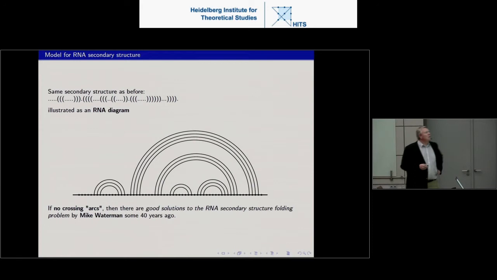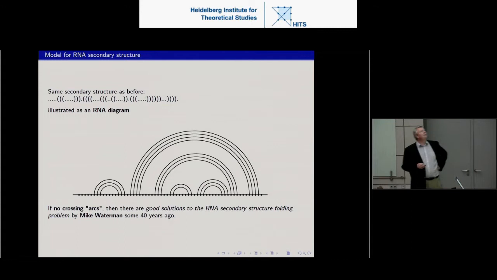One way to describe this secondary structure differently is that you can simply think of the RNA as being lined out with its backbone, and I draw a little arc in the upper half plane every time that I see a bond. Now it really means that I want to consider only such things where there are no arcs that cross each other. These are precisely the secondary structures. And there is a very nice algorithm for solving this RNA folding problem for secondary structures, developed by Mike Waterman some 40 years ago.